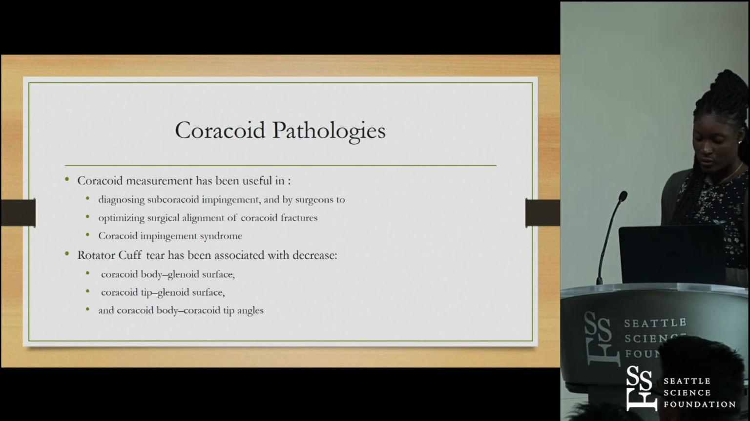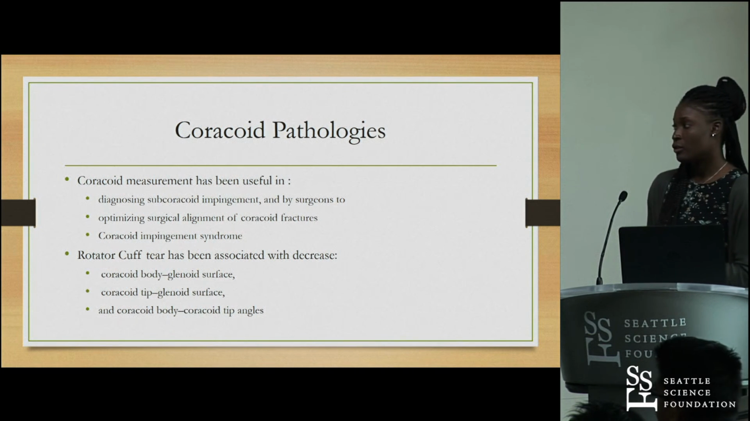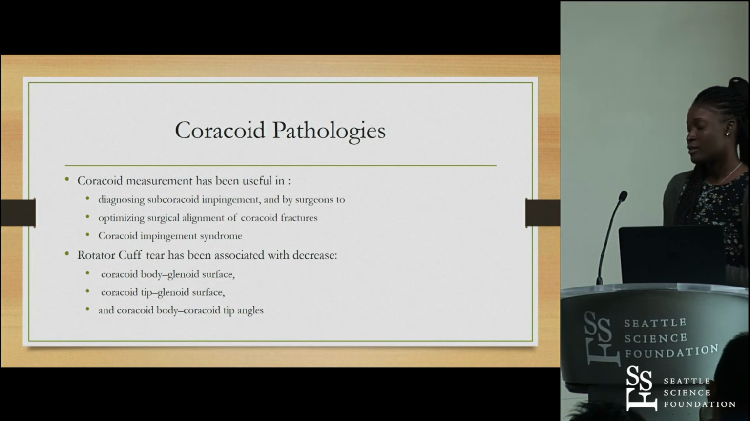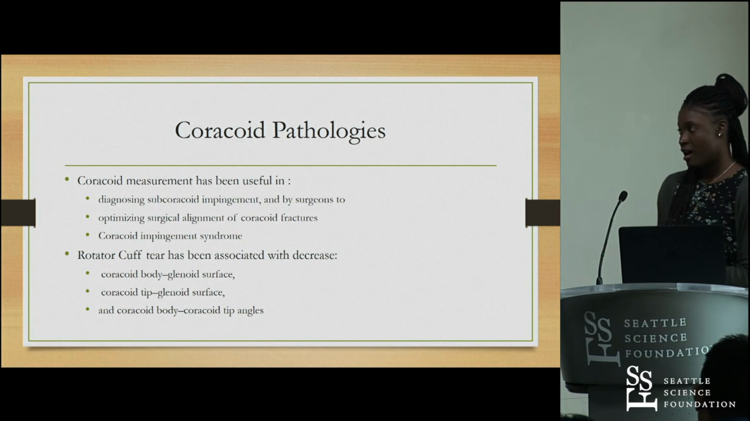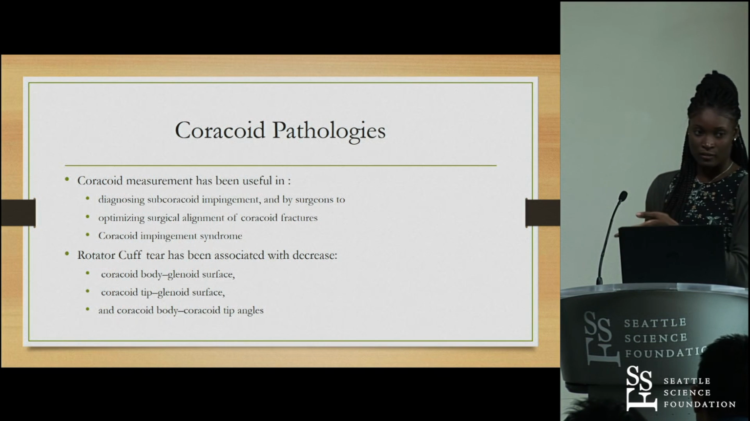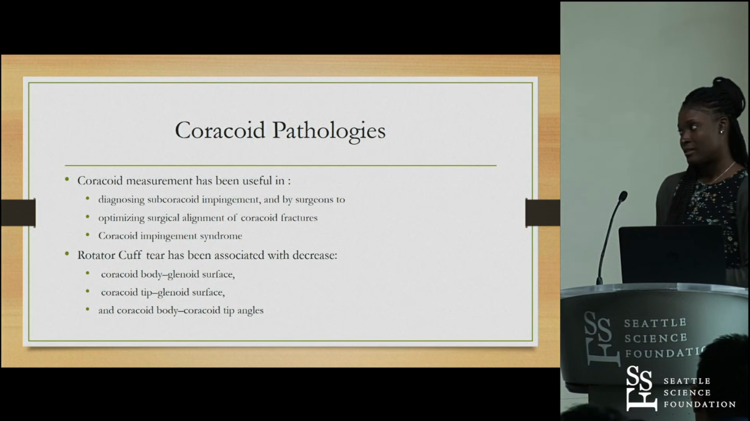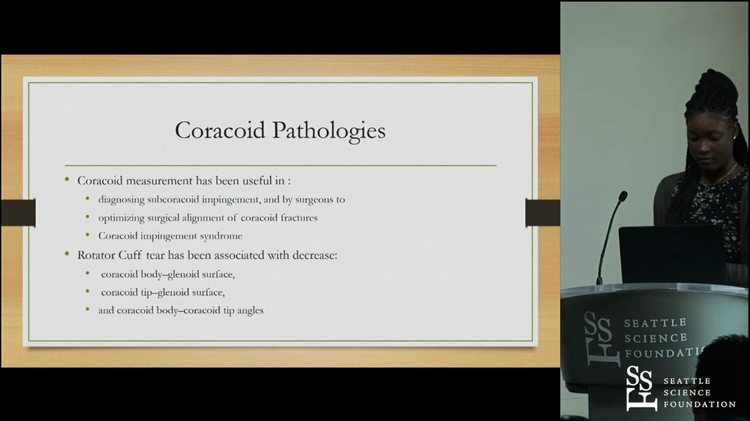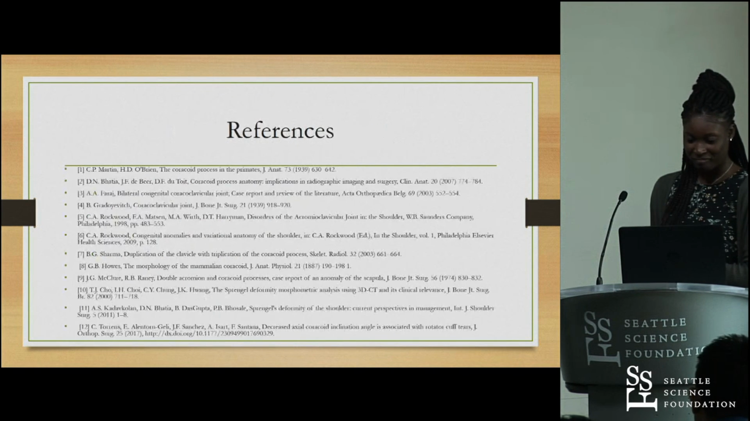Rotator cuff tears have been associated with a decrease in the coracoid body to the glenoid surface distance, as well as the coracoid tip to the glenoid surface and the coracoid body to the coracoid tip angles. Because of that known association, knowing the length of the coracoid process can help with diagnosing and repairing rotator cuff tears.